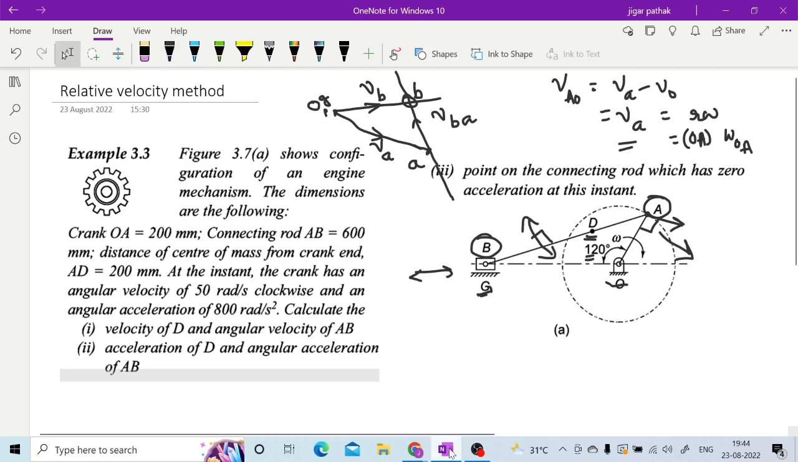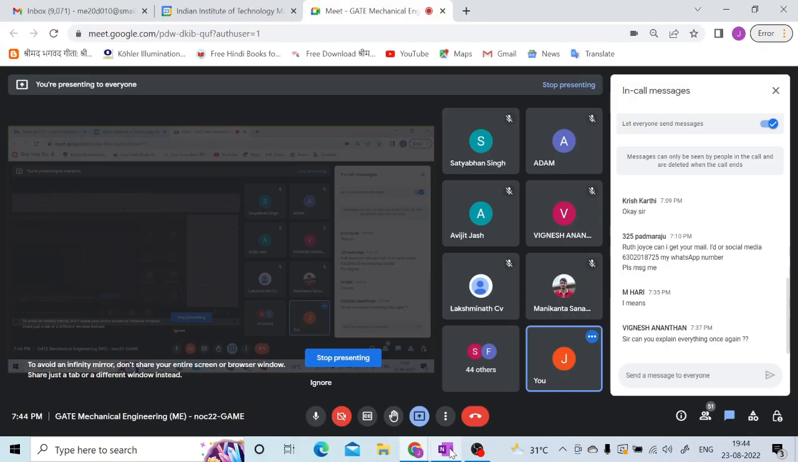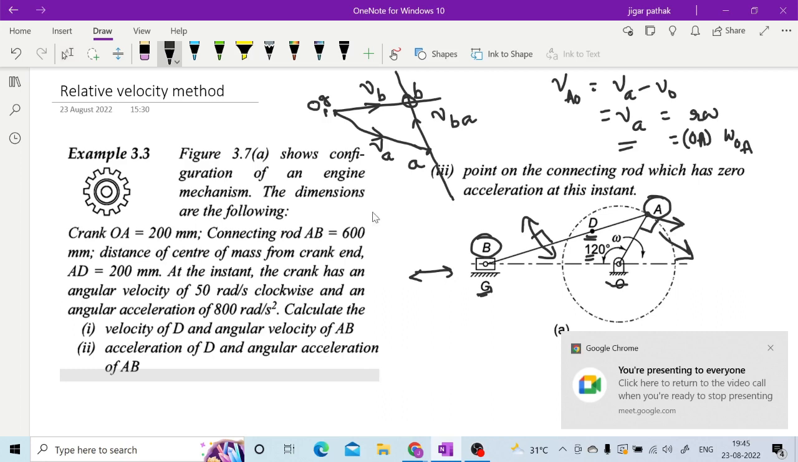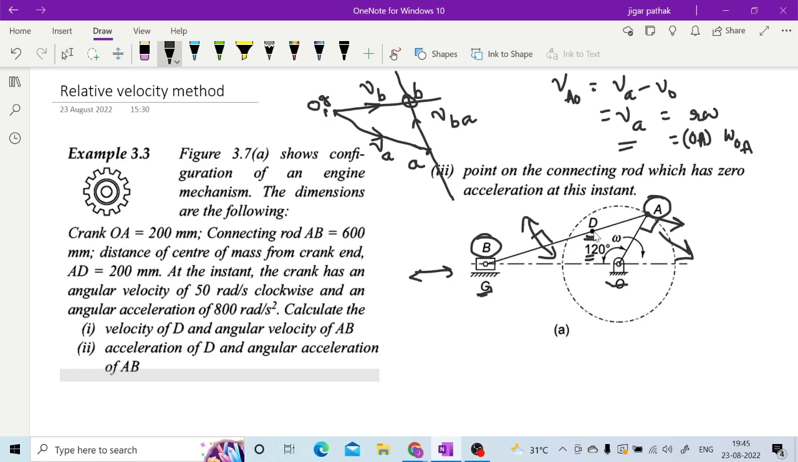So like that you are having this particular velocity diagram. Now here you have to locate point D also. So how are you going to locate point D? For that, please mute yourself. In order to locate point D, you are having BD and BA with you. So here also you are having this BD and BA.